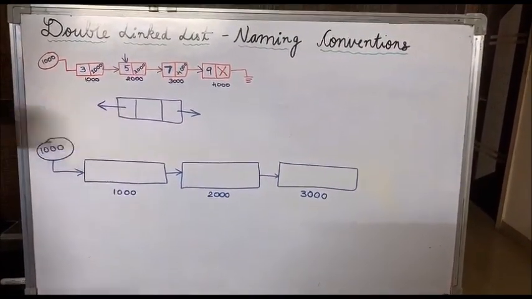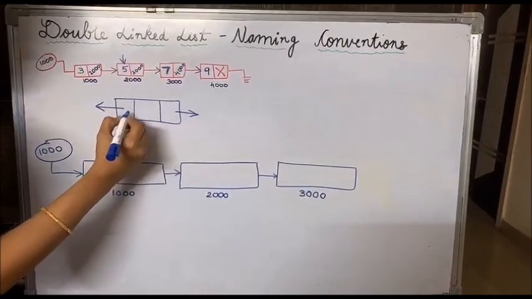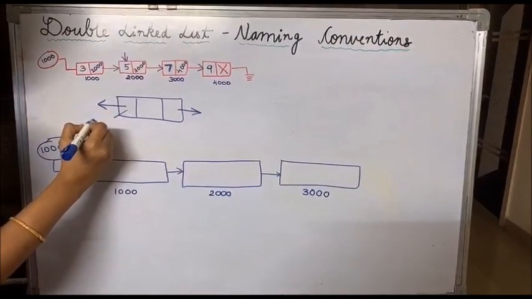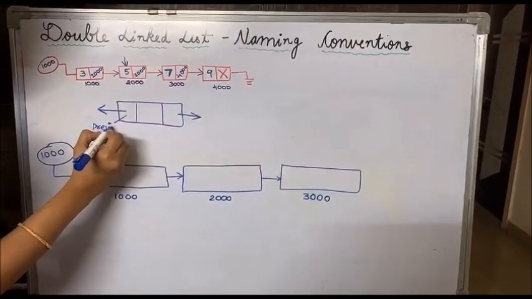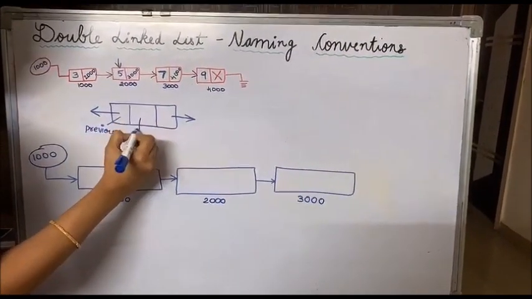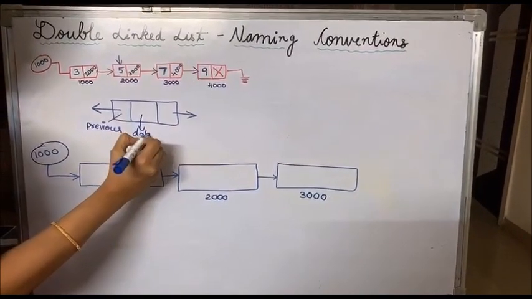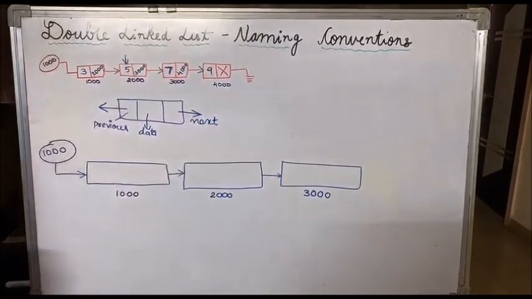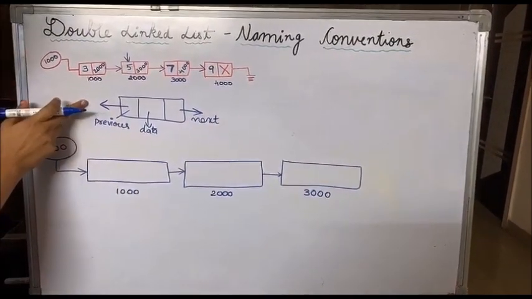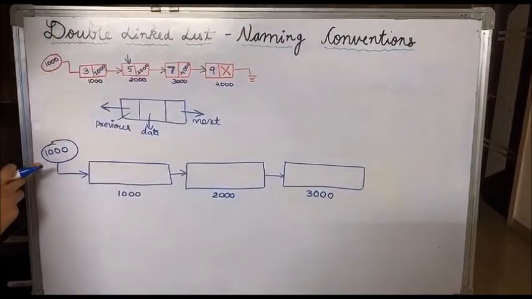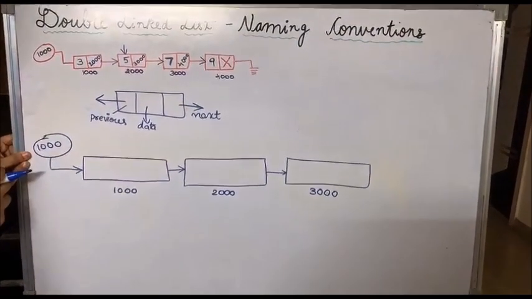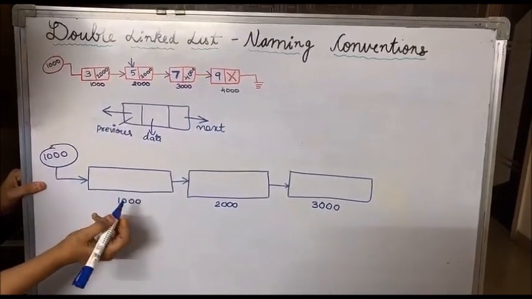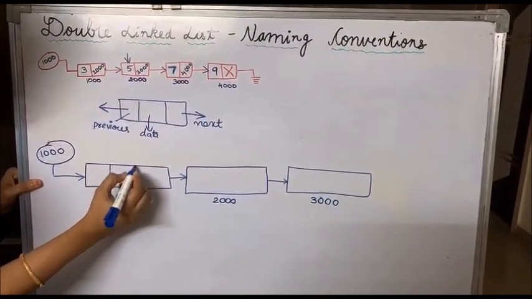This is a double linked list node where it has 3 fields. The first field stores the pointer to the previous node, the second field stores the data, and the third field stores the address of the next node. So this is a double linked node. To understand this double linked list, I will explain the concept here. Each and every node is divided into 3 parts.